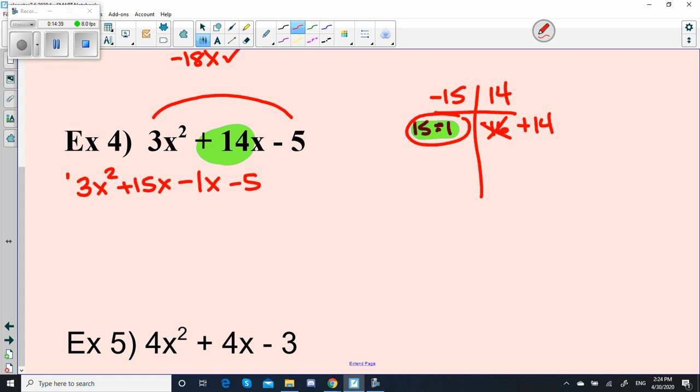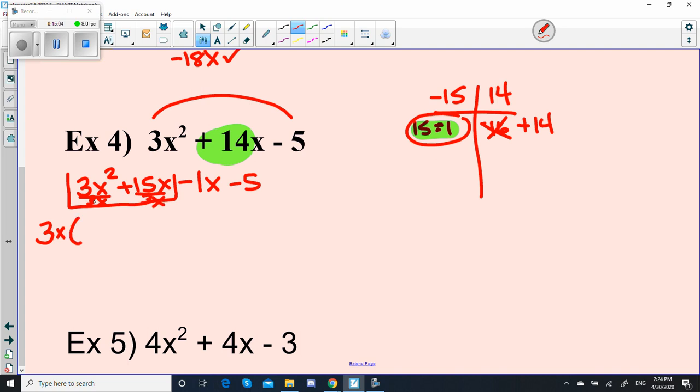So now I'm going to look at the first two terms, and I'm trying to find the GCF for those. The highest number that I can divide out of 3 and also out of 15 is 3. And the highest amount of x's I can divide out, because there are 2 here and 1 here, is x. So I'm going to divide both of these terms by 3x and see what I have left when I do that.